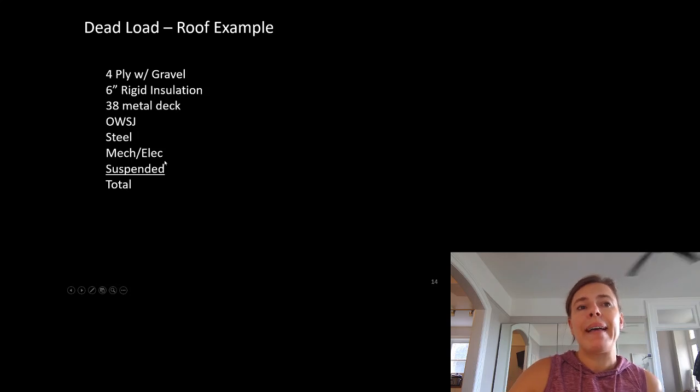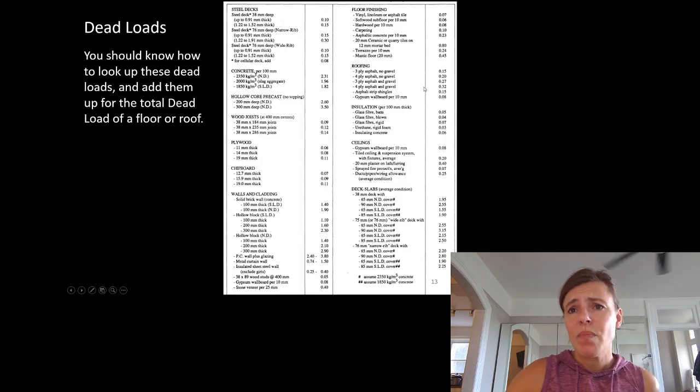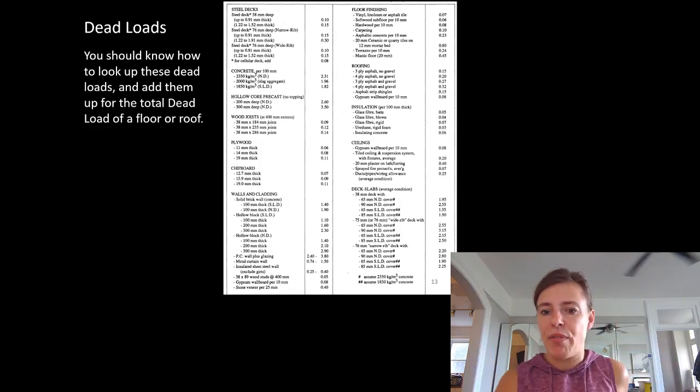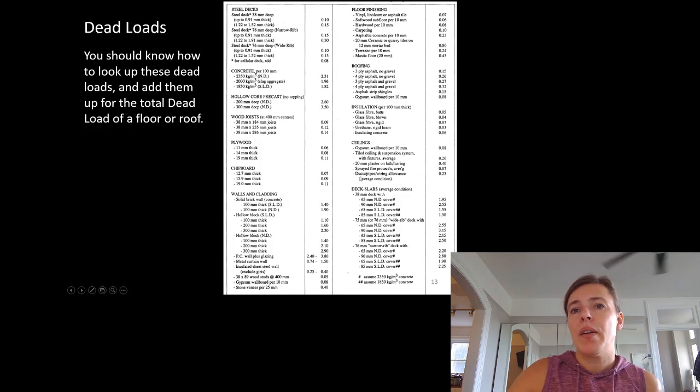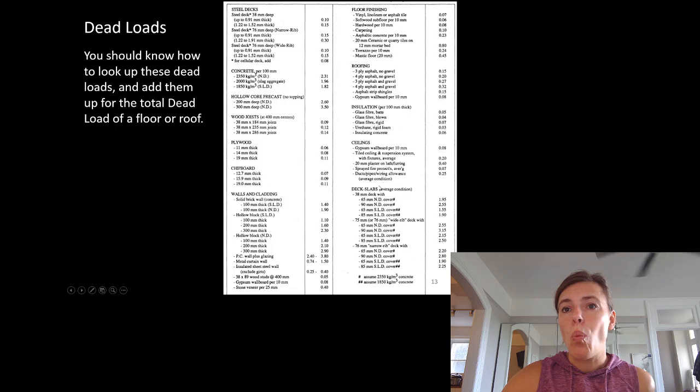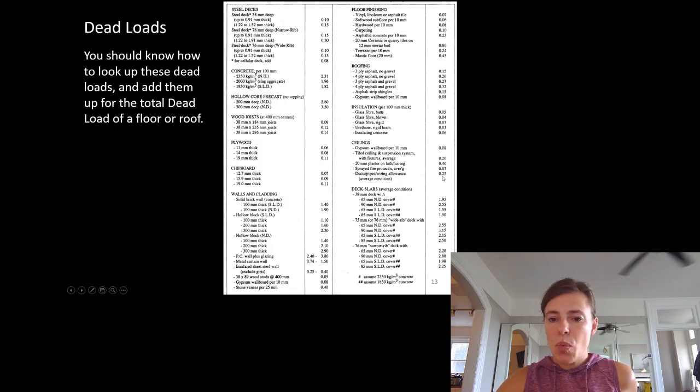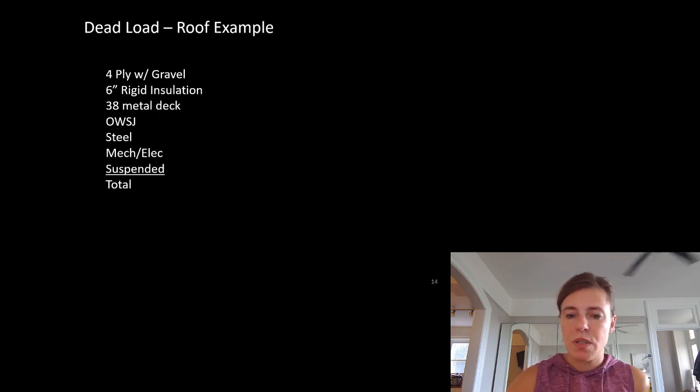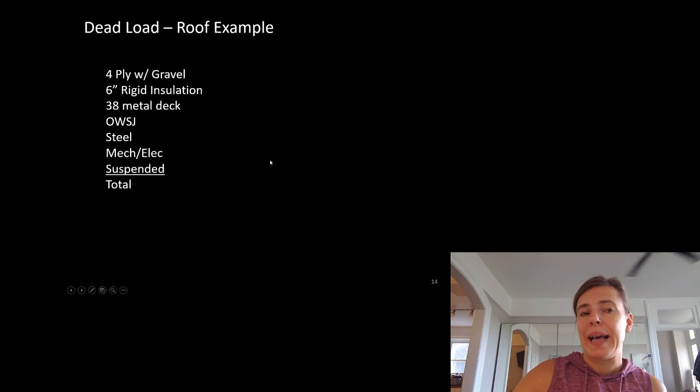So the next one is mech-elec, or the mechanical and electrical. If we come here into ceilings, so that's everything that hangs from the underside of our floor or our roof, there is something here that is ducts, pipes, wiring allowance. Ducts and pipes, that's mechanical. Wiring allowance, that's electrical. Average condition, 0.25 kPa. So pretty much standard on any structural drawings of any firm you're going to see in Canada, they are going to leave a 0.25 kPa mechanical electrical allowance for their floor or roof assembly. So we'll put 0.25 here for mech-elec.